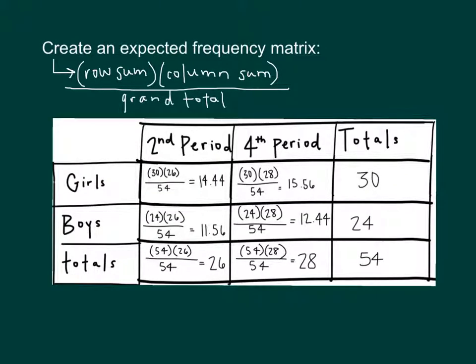The next matrix that you must create is the expected frequency matrix. The formula to fill in each section of the expected matrix is the row sum multiplied by the column sum divided by the grand total. You will use this equation in each one of the squares of the matrix.